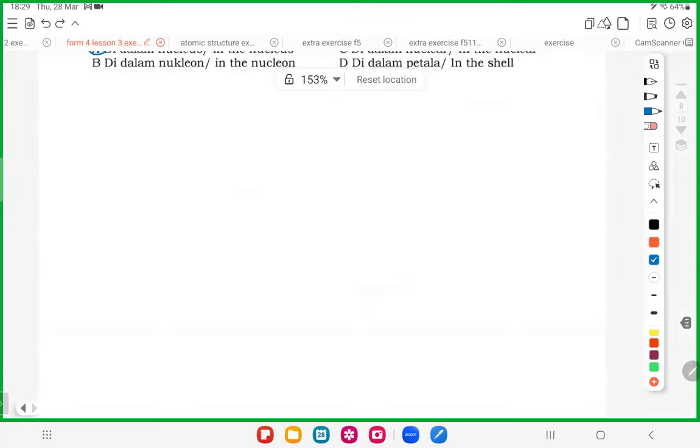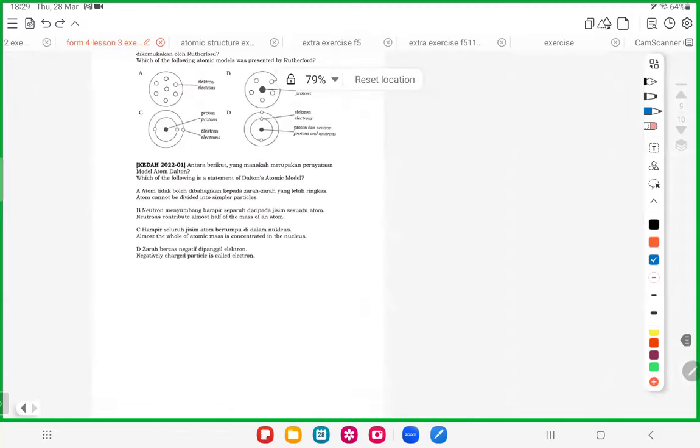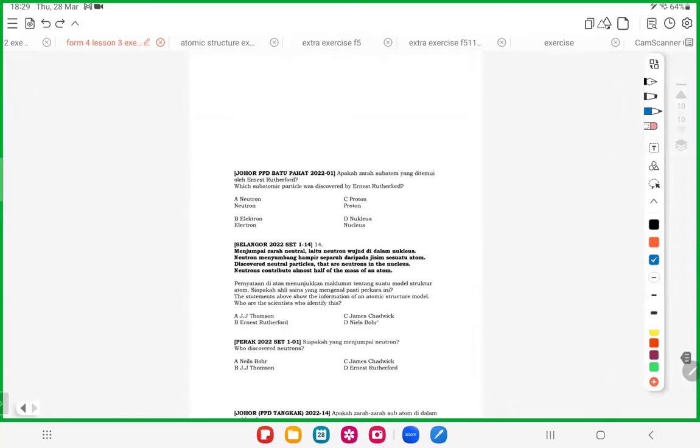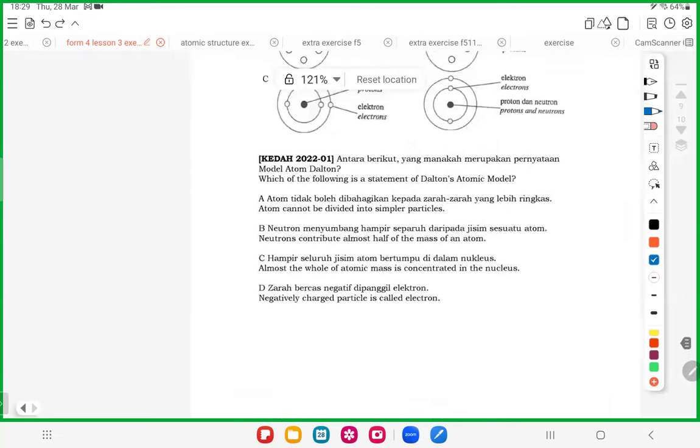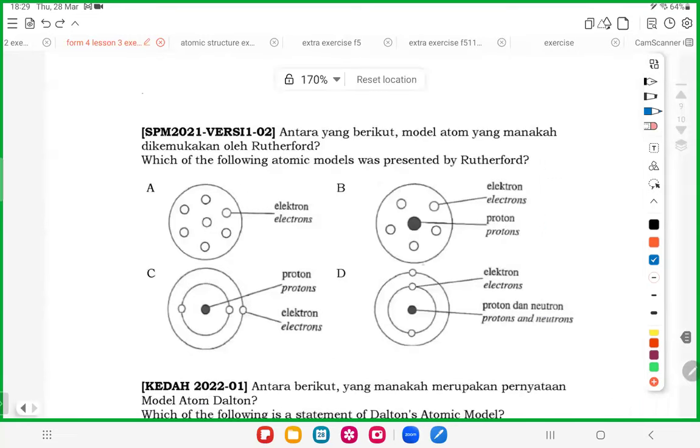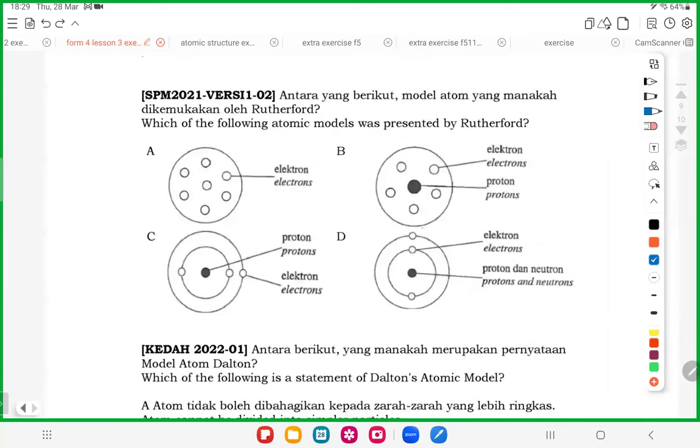Okay, next one. All right. So next one, let's settle this whole thing. This is an SPM real examination question, a real SPM past year question in the year 2021. Which model was proposed by Rutherford?